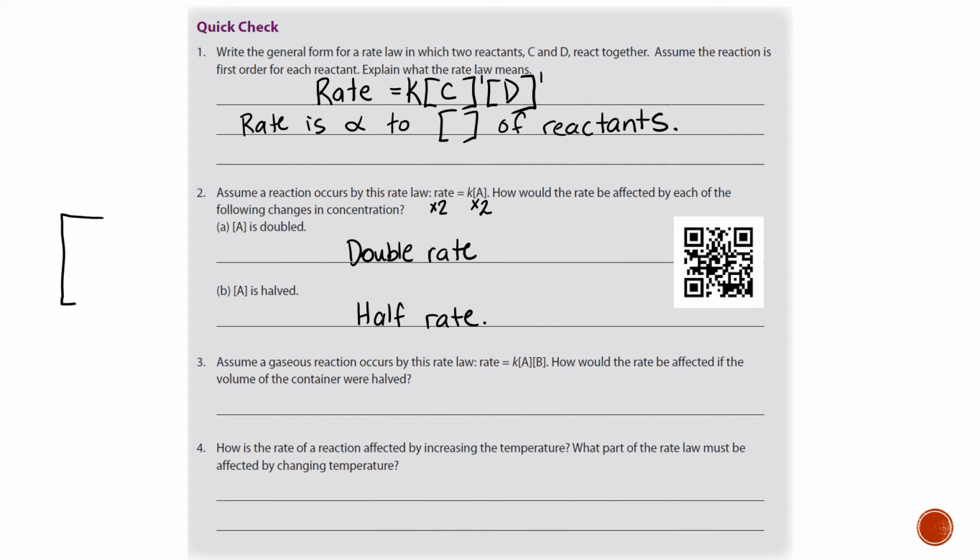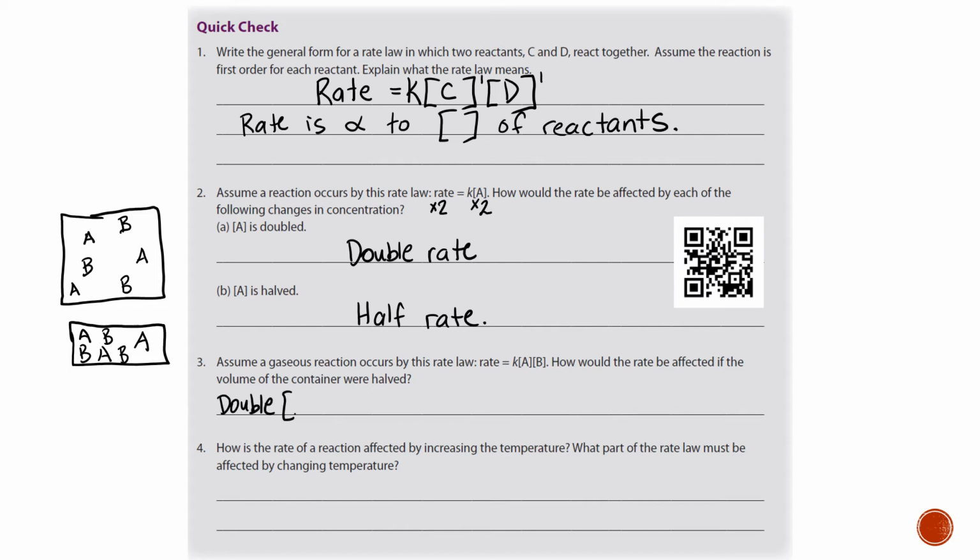So I'm going to pretend here is my original container. Here's my particles. Let's say I have A's and I've got B's. What I'm doing now when I halve that volume is I'm smushing the A's. The A's are still all in there, but now they're more concentrated. So effectively what I've done is I've doubled the concentration of A, and I've doubled the concentration of B.